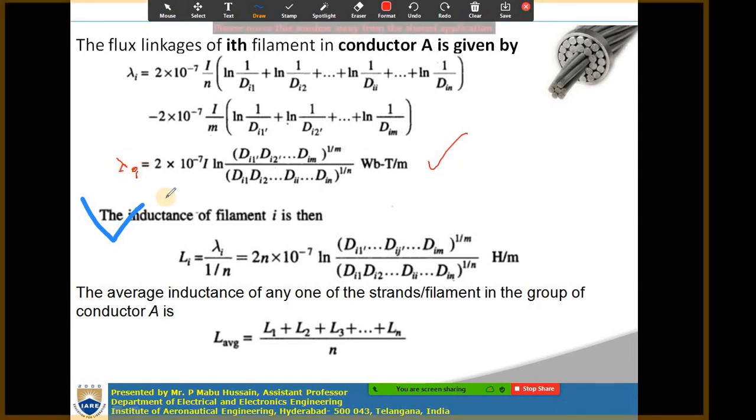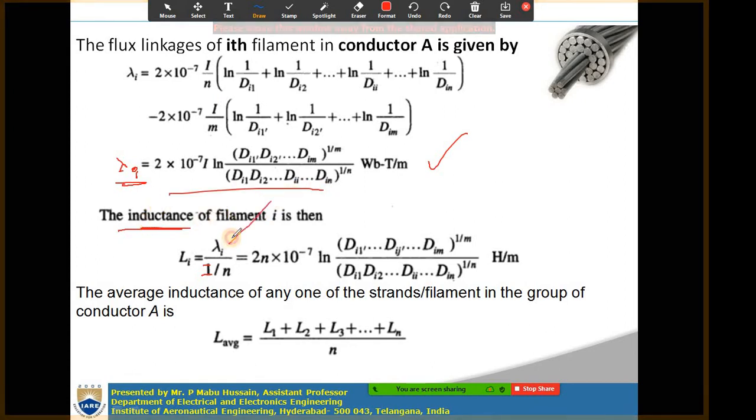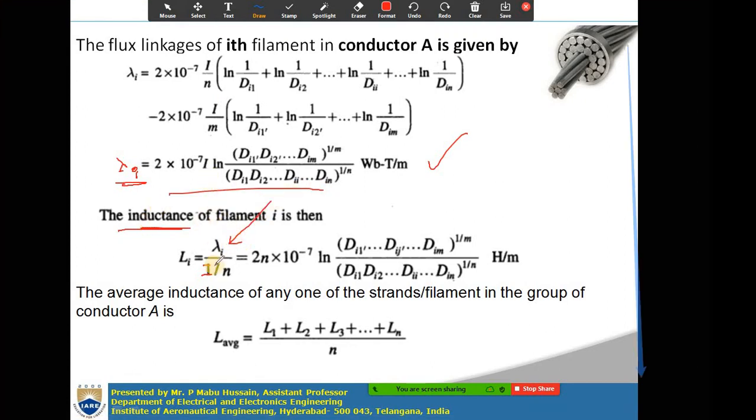Okay. So, this is the flux linkages of ith conductor. Okay. So, now after getting the flux linkages you can calculate the inductance. Okay. Inductance of ith strand in a conductor A is equal to flux linkages of that particular strand by current flowing through that strand. Okay. Current flowing through the strand i in conductor A is I by n. So, this is I by n. Okay. So, now if you substitute this expression here, I will get cancelled.